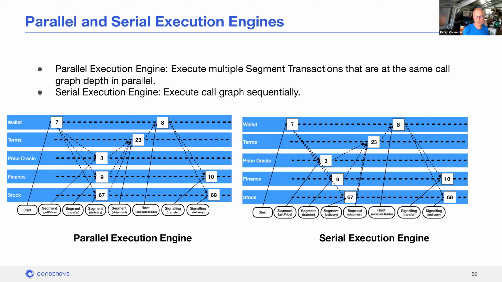The parallel is a little bit faster if you've got multiple things that happen at the same level of a call graph. If you've got a simple call graph, they don't make any difference. At the moment, there's a bug or 2 in the parallel execution engine. So I still need to do a bit of work on that.